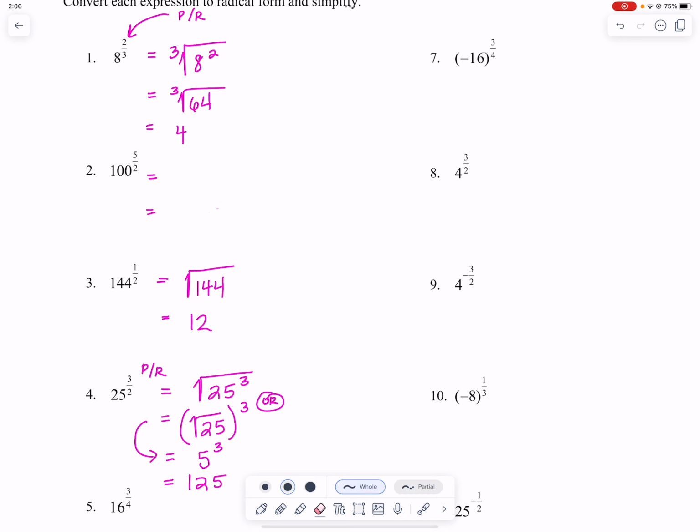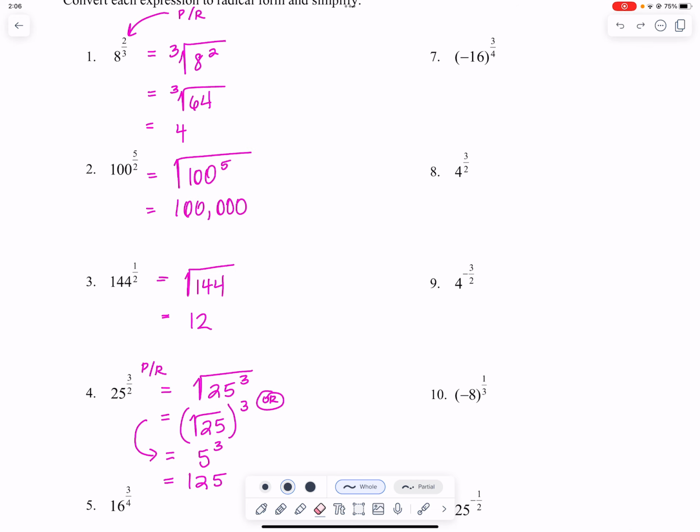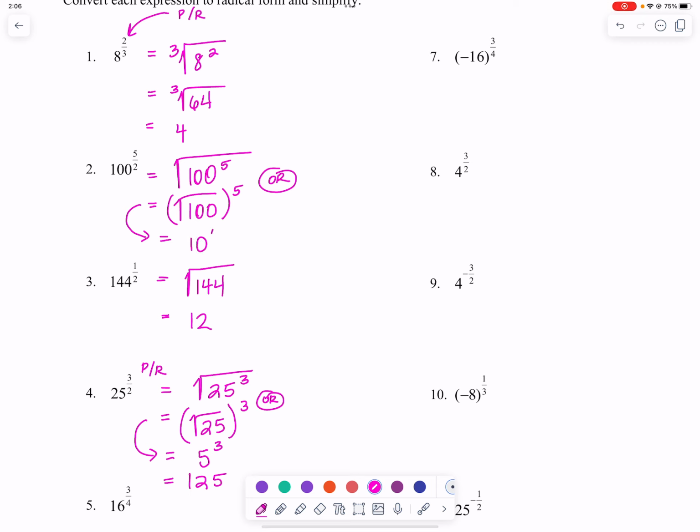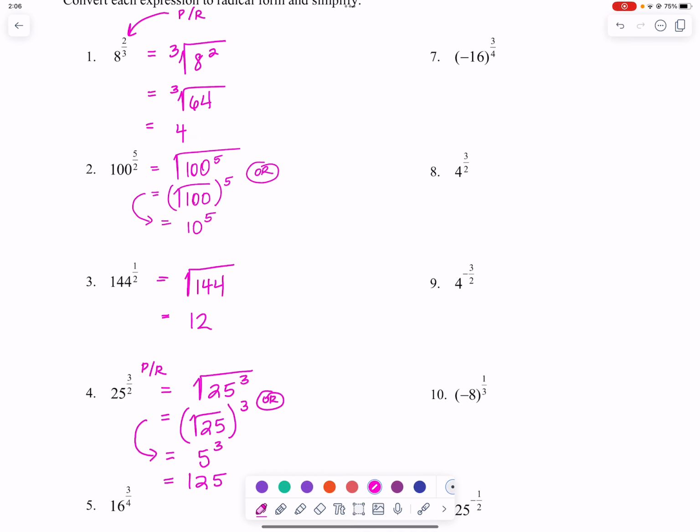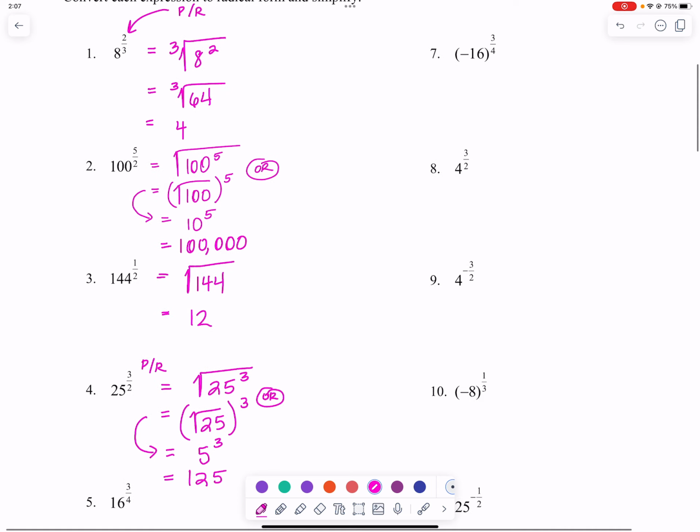We could go back and look at number 2 in the same manner. We could say we want the square root of 100, and then we want to raise it to the 5th power. That's another option, and actually we like that one. That is 10 to the 5th power, and that's how we arrive at the answer we had earlier, which was 100,000. So that's a 1 with 5 zeros. So we can choose what order we would like.